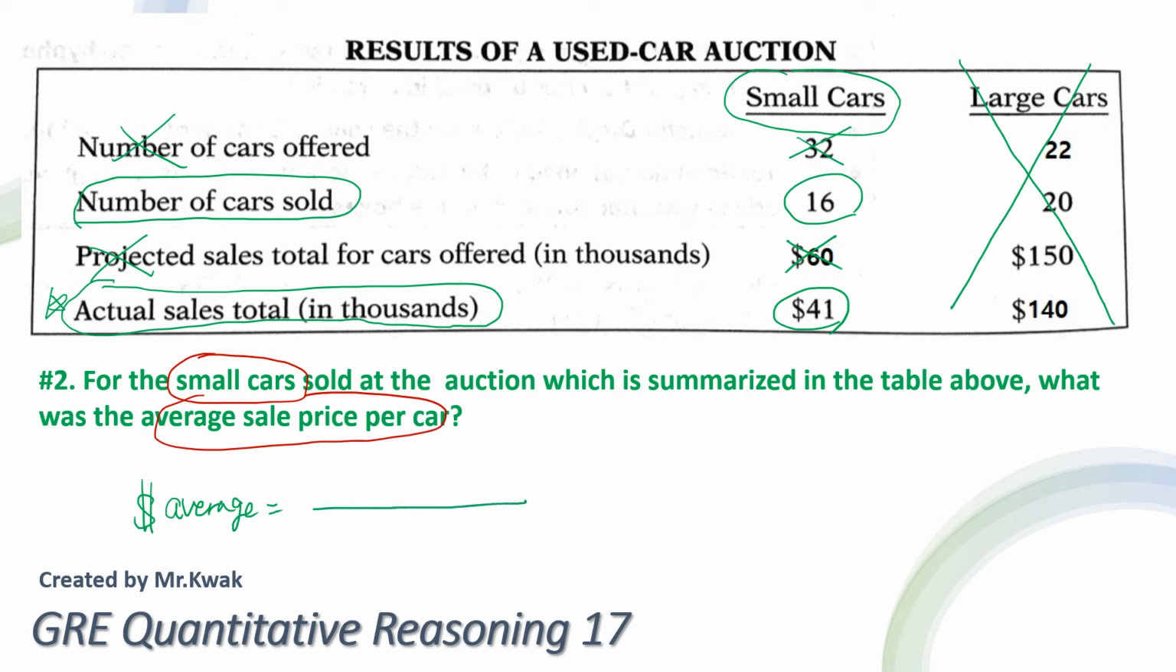Could it be the total of something? What was it? $41,000 divided by the number of cars sold. What was it? 16 cars. And after that, we can just do the calculation.